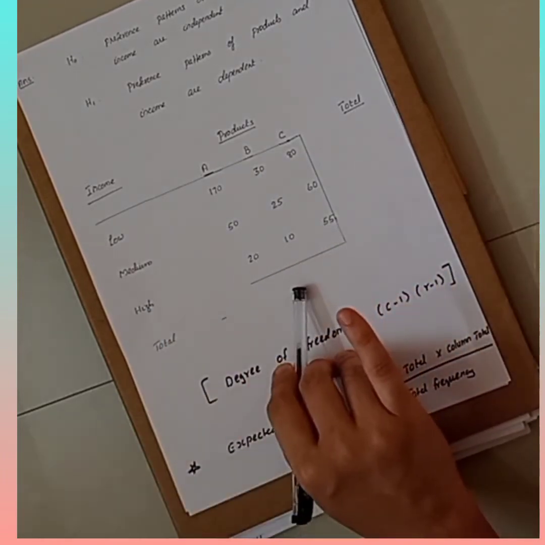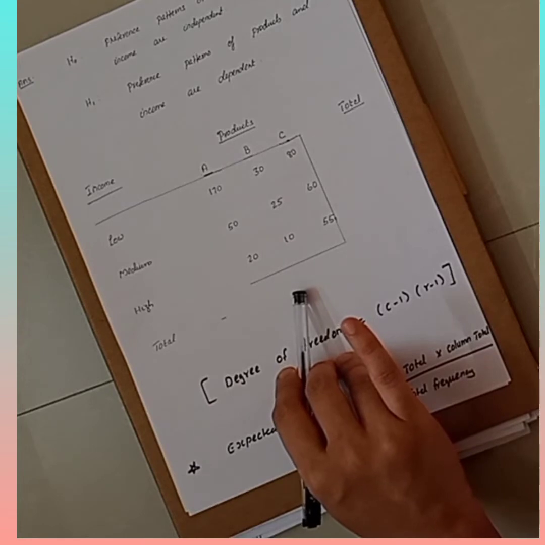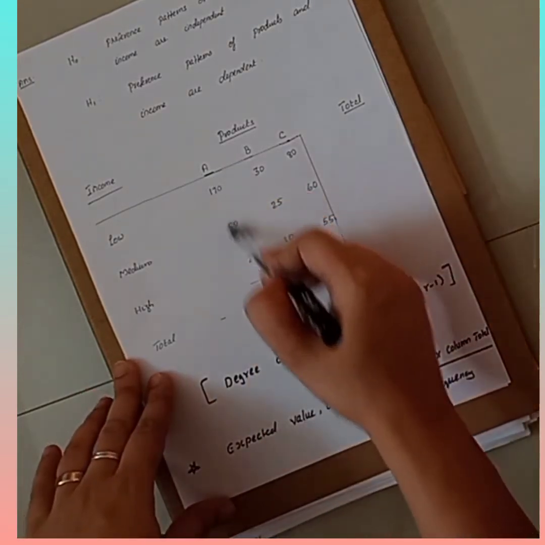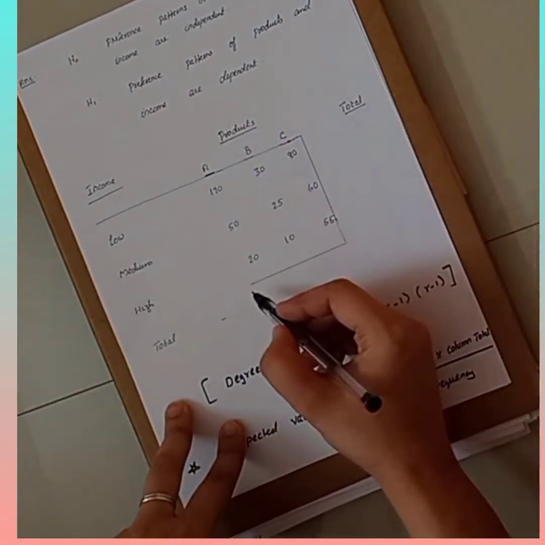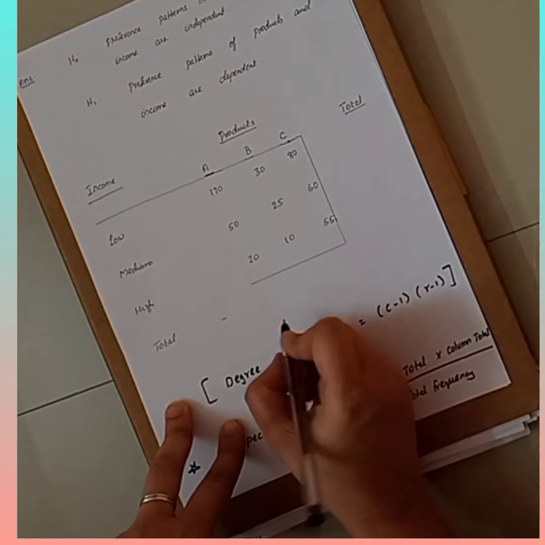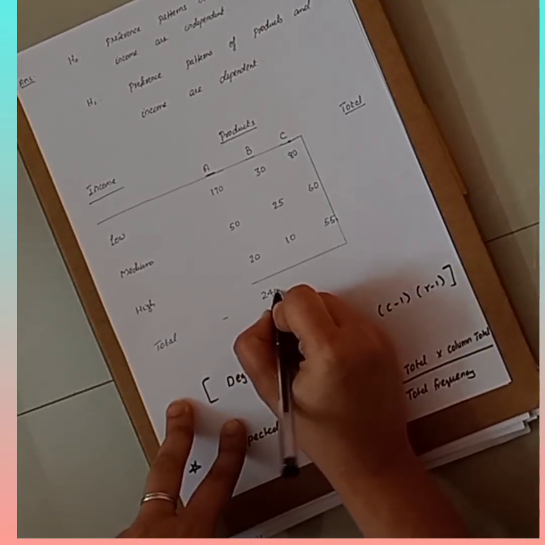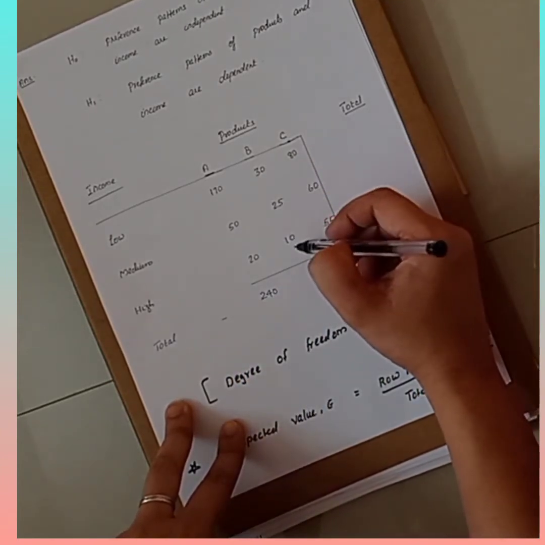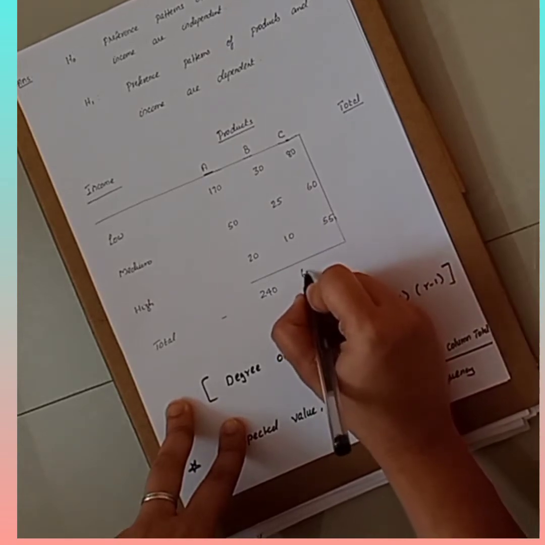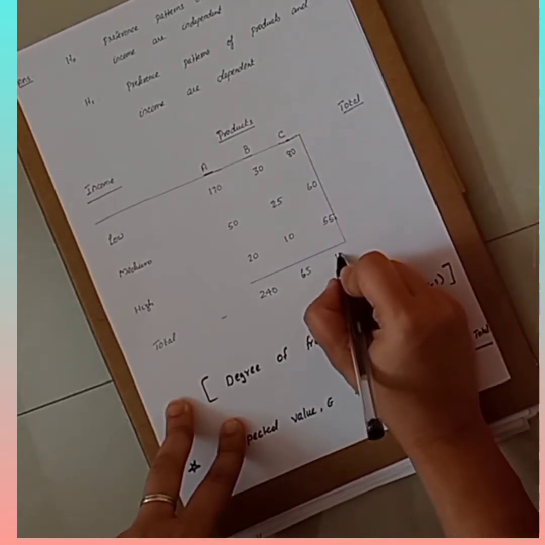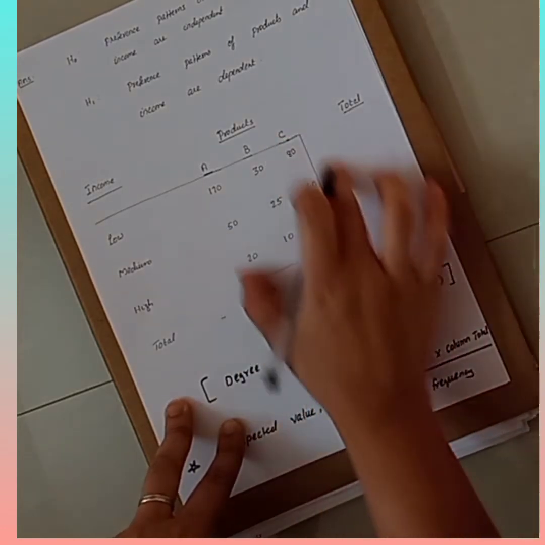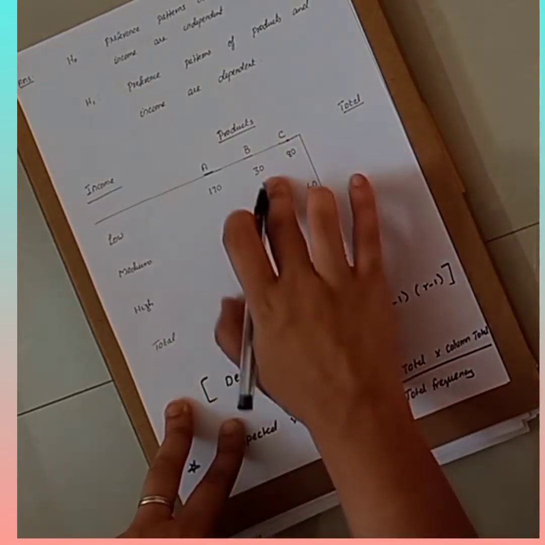Now you need to calculate the total frequency of each row and each column. That means you need to tabulate this. 170 plus 50 plus 20, that is for product A. The total frequency will be 240. Then 30 plus 25 plus 10 will give you 65. Then 80 plus 60 plus 55 will give you 195. This is the column total.